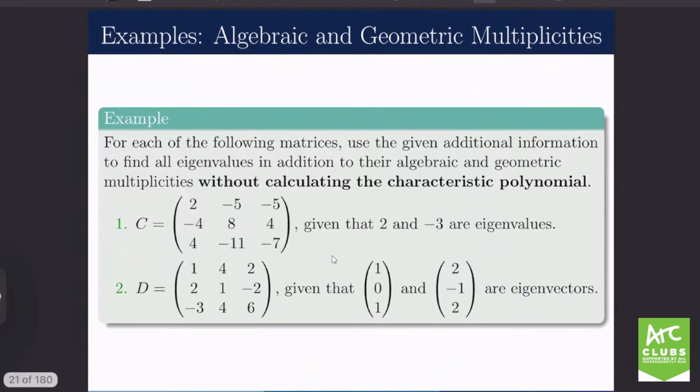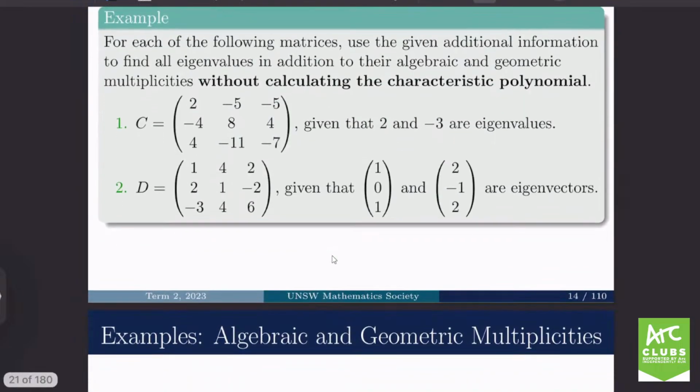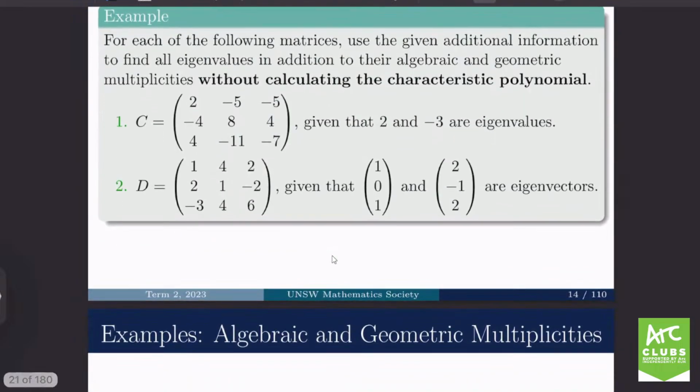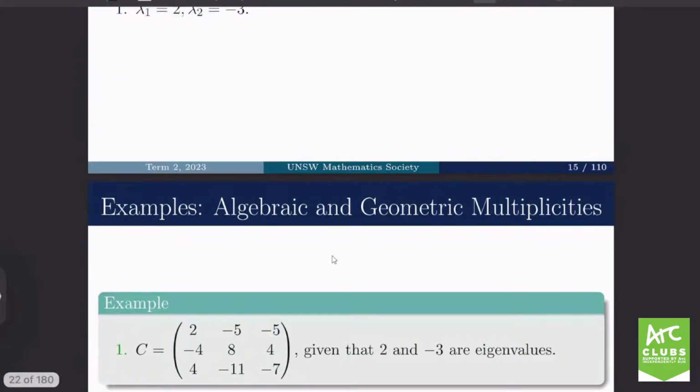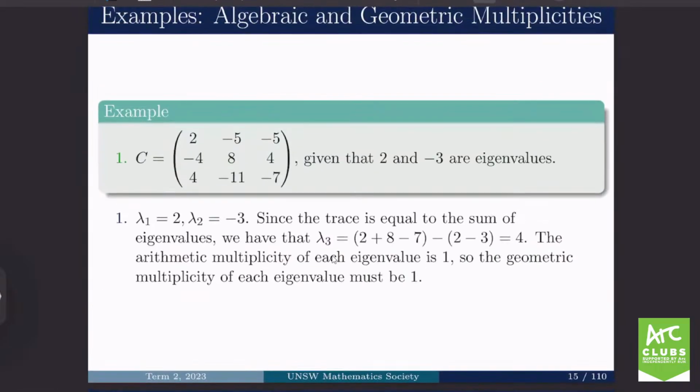For each of the following matrices, use the additional given information to find the eigenvalues with their algebraic and geometric multiplicities without determining the characteristic polynomial. So if we look at this one, we're given 2 eigenvalues. Now we know that the trace of the matrix is the sum of the eigenvalues, right? So you can see that if we sum the eigenvalues here, we should get lambda 1 plus lambda 2 plus lambda 3 equals 2 plus 8 minus 7, okay?